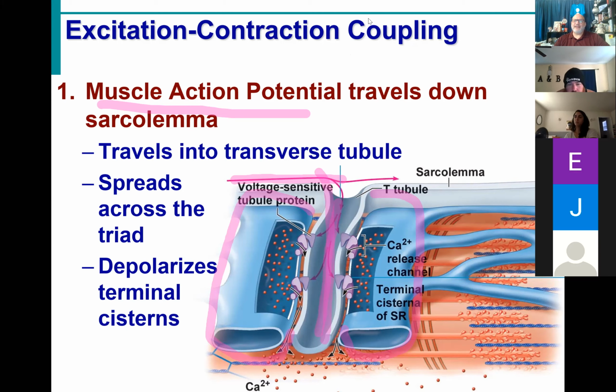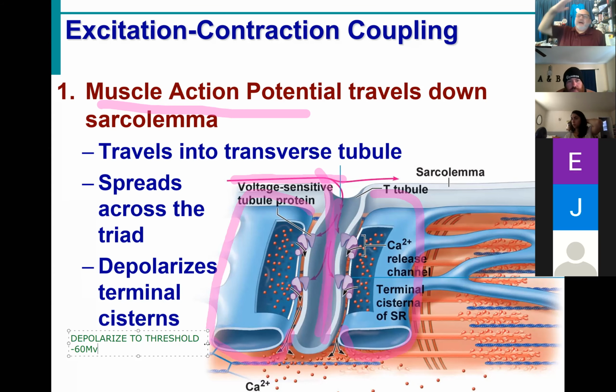And we forgot to say it, but what's that magical point we have to depolarize the sarcoplasmic reticulum to? Threshold. There you go. Depolarize to threshold, which is negative 60 millivolts. Exactly. Remember, our starting point is negative 70 millivolts, so that's only a 10 millivolt change.